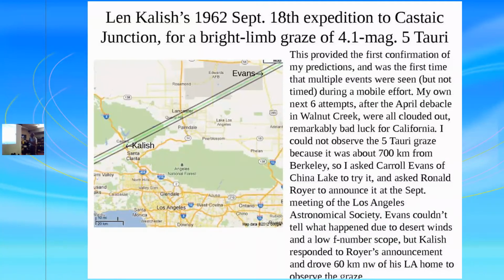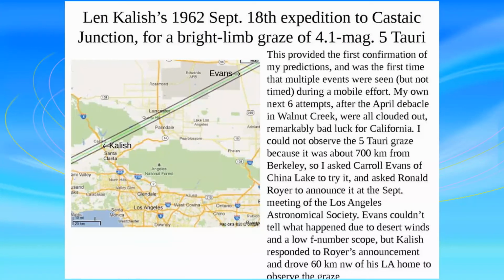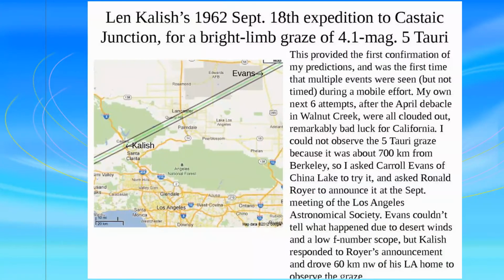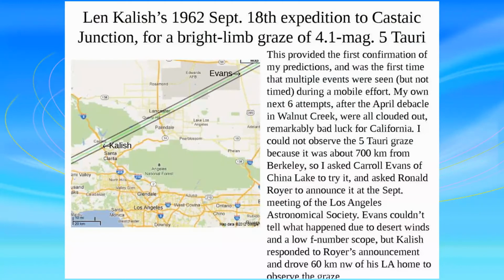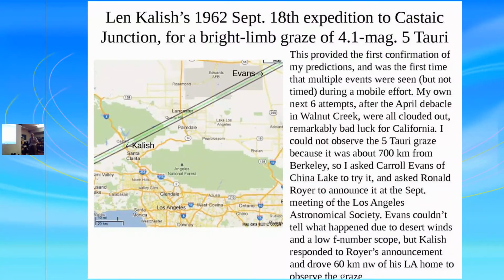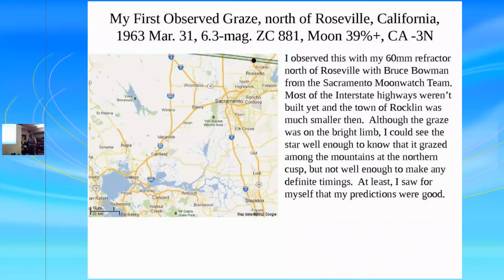It was a bright limb event, and so there were 2 observers, and one had just a small telescope with a wide field of view, and the glare of the moon wiped him out. But Leonard Kalish actually saw the star disappear and reappear multiple times, confirming my predictions at least. He didn't have a timing method or anything, but at least he actually drove up and saw it. So he was the first person to actually travel to a graze path and at least see and confirm that the event occurred.